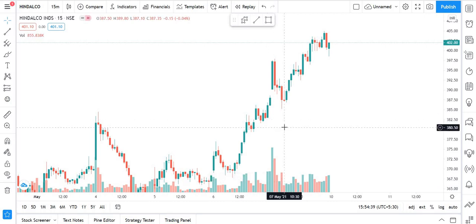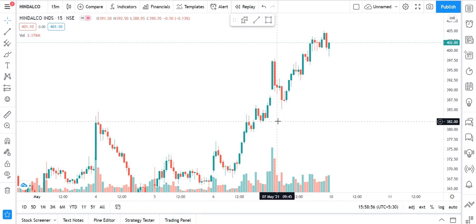Then again after some time, after 10:45, you can say we have a stable market. And on this timeline, as you can see, the volatility was good and the volume was also good. Scalpers play most of their trades here only.